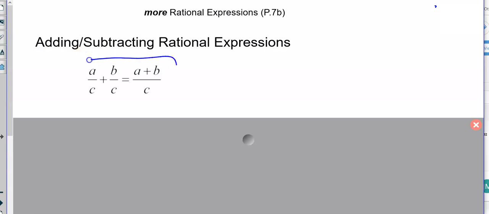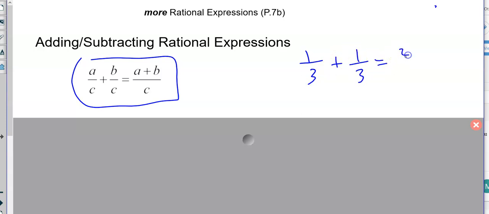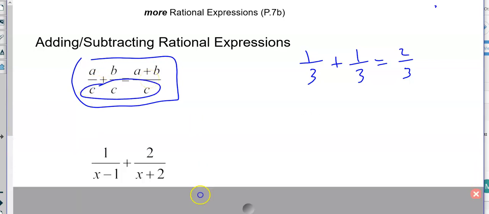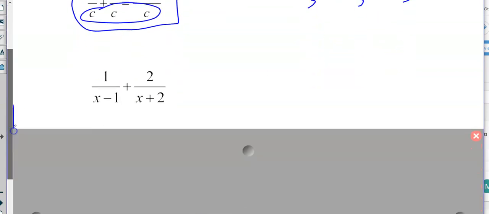Okay, so if you're familiar with this property, if you know how to do this, you probably are familiar. 1/3 plus 1/3 equals 2/3, right? When you add fractions, the denominators stay the same, the numerators add. So it's just a little bit tougher one for this one. So if you look at the denominators, they don't match, so I can't add these right now.